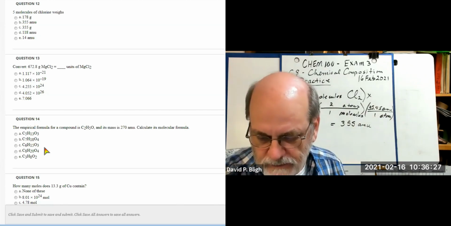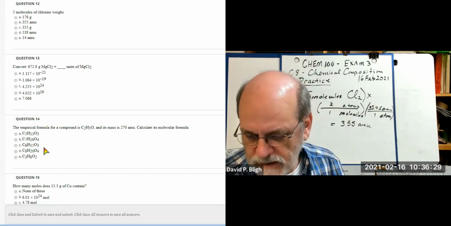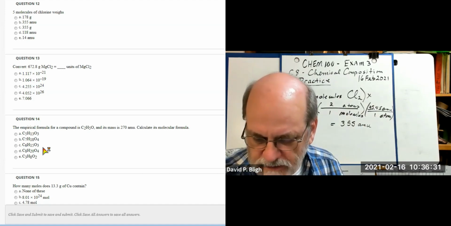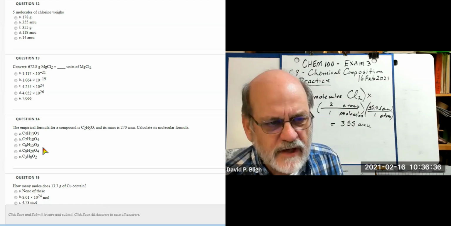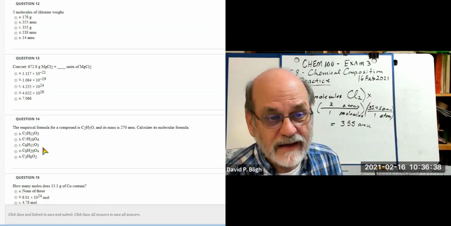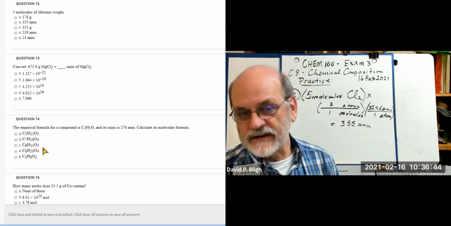All right. Let's see what 13 has to offer. Convert 672.8 grams of magnesium chloride equals how many units of magnesium chloride?